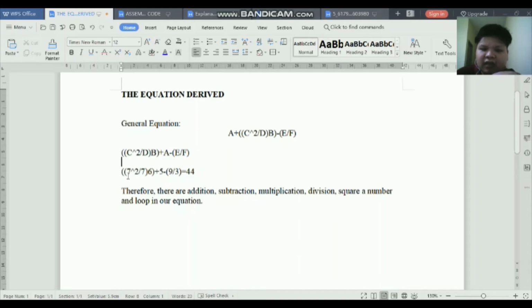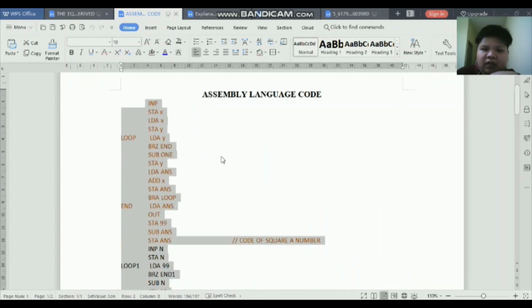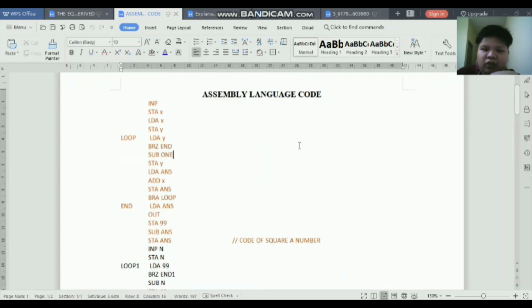For example, 7 squared divided by 7, we get 7, times 6, we get 42, plus 5, we get 47. Okay, 9 divided by 3, we get 3. So 47 minus 3, we get 44. Okay, next, I will show the assembly language code.